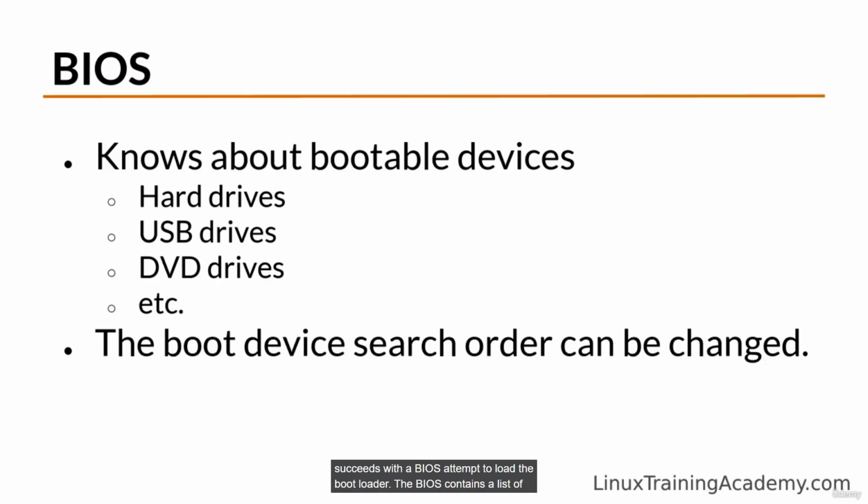The BIOS contains a list of boot devices such as hard disks, a DVD drive, USB devices, and others depending on the hardware being used. The BIOS searches that list for a bootable device in the order specified. You can change this order by interrupting the boot sequence and entering into the configuration for the BIOS. The key combination used to do this will vary from one hardware manufacturer to another.